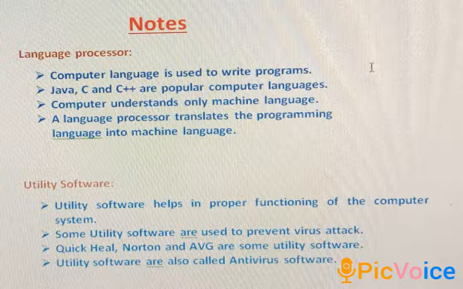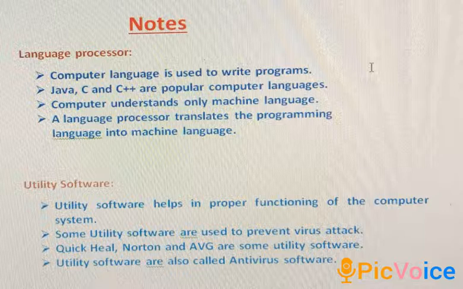Utility software. Utility software helps in proper functioning of the computer system. Some utility software are used to prevent virus attack. Quick Heal, Norton and AVG are some utility software. Utility software are also called antivirus software.